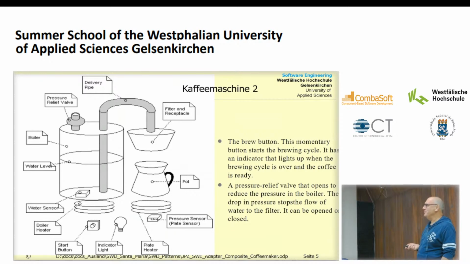It has an indicator light here, and that lights up when the brewing cycle is over and the coffee is ready. So it's on when the coffee is ready. The pressure relief valve opens to reduce the pressure in the boiler. The drop in pressure stops the flow of the water to the filter. It can be in the state opened or closed.